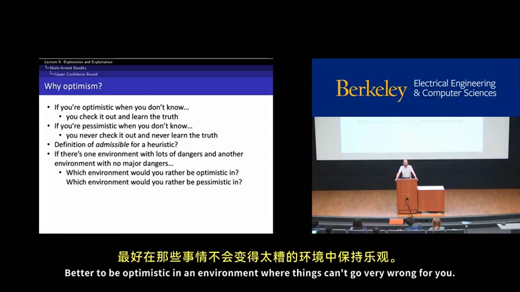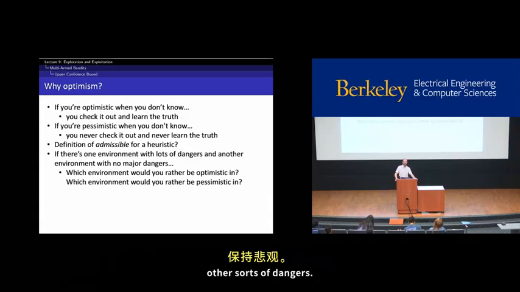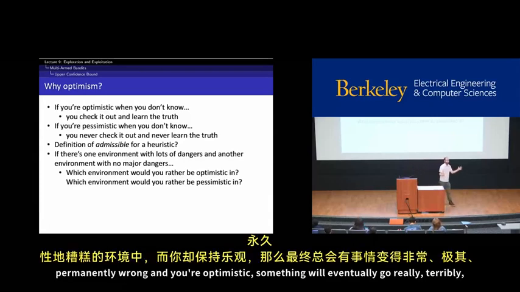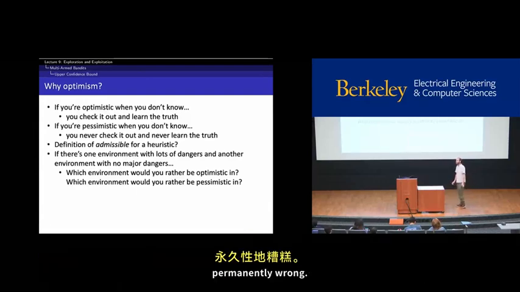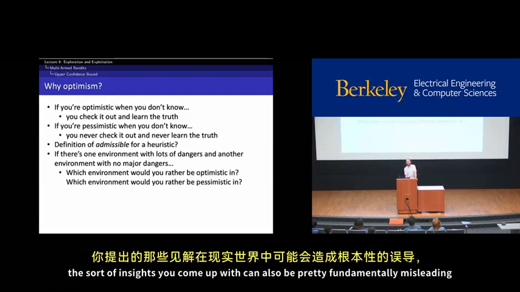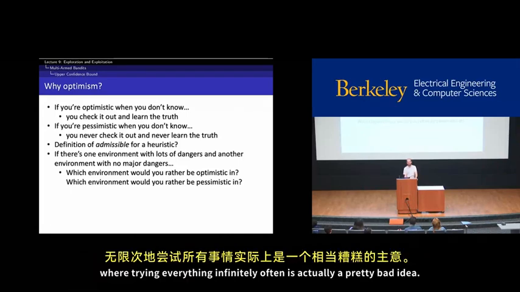Better to be optimistic in an environment where things can't go very wrong for you. Better to be pessimistic in an environment where there are cliffs around every corner or other sorts of dangers. If you're in an environment where things can go really terribly, permanently wrong, and you're optimistic, something will eventually go really terribly, permanently wrong. So for all these, bandits are fun because you can do lots of good theory. But the insights you come up with can also be pretty fundamentally misleading for acting in the real world, where trying everything infinitely often is actually a pretty bad idea.